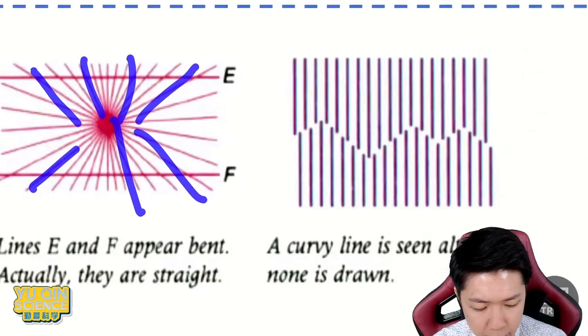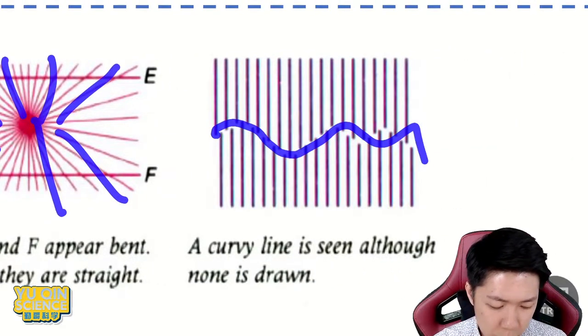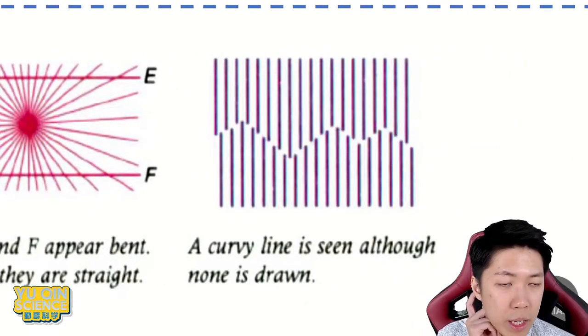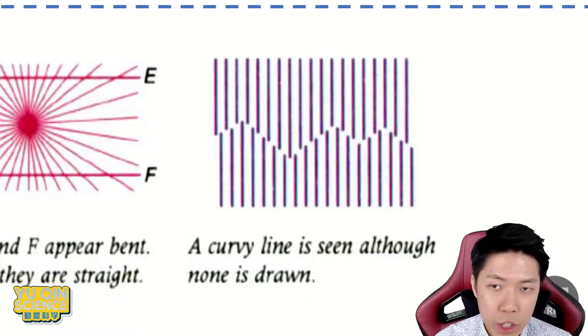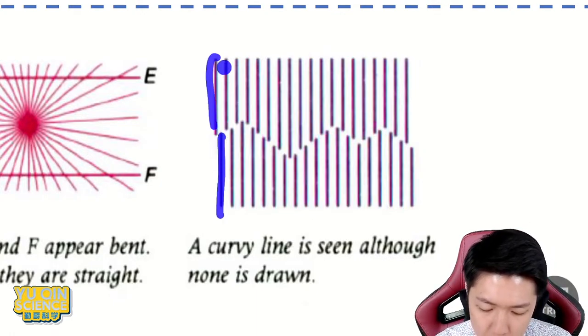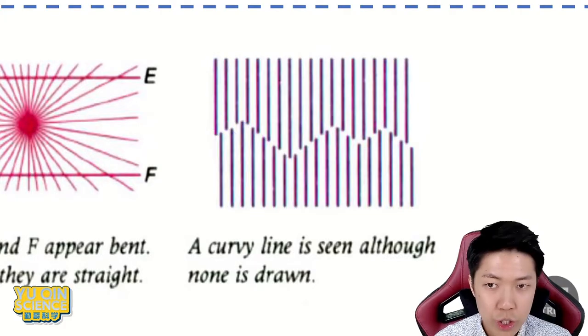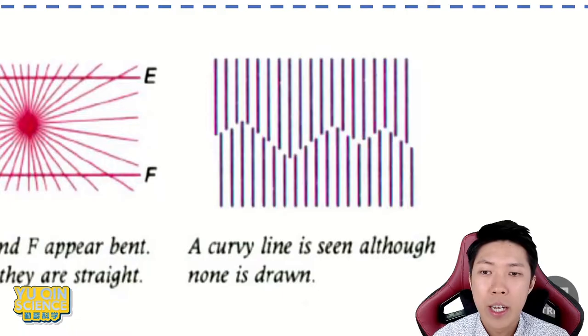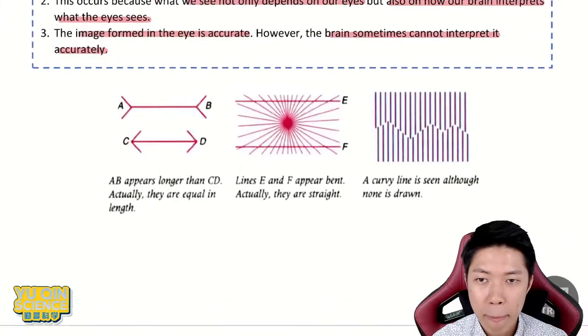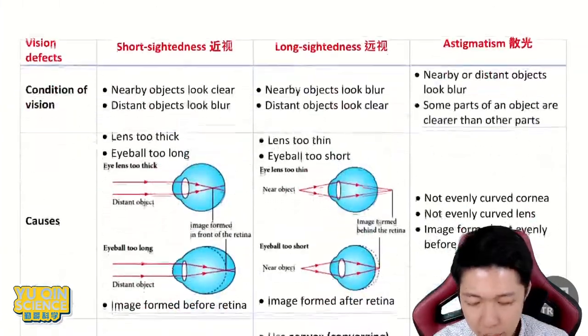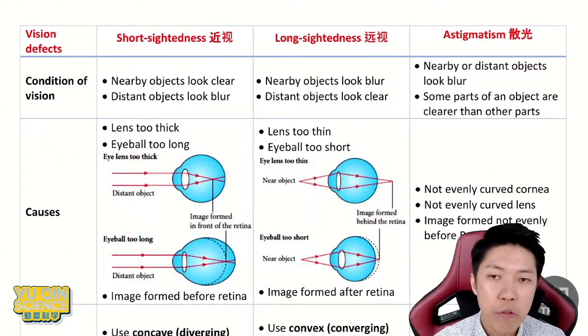Okay, all right. Last, we have this. Looks like there is a curved line in between, but that's actually not. It's just how the straight lines are being arranged. That makes it look like there is a curved line. Right? There you go.